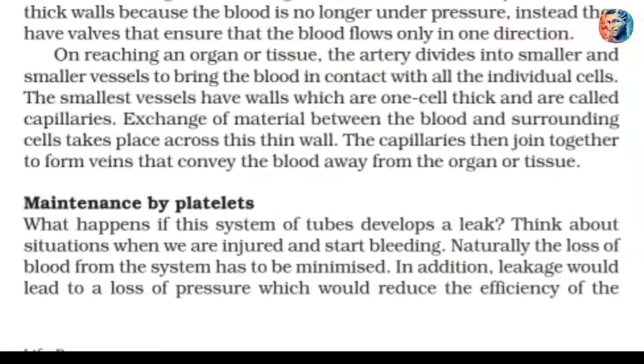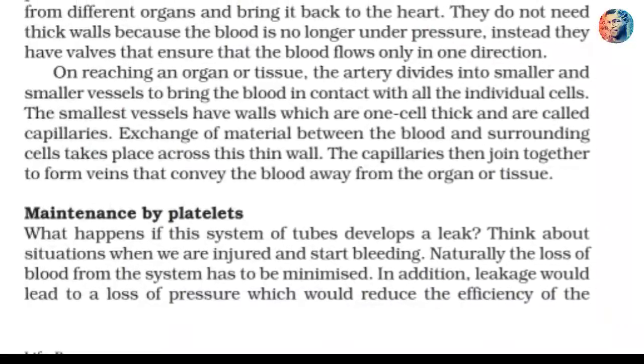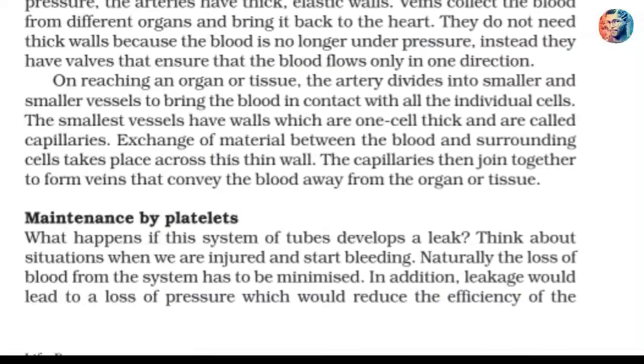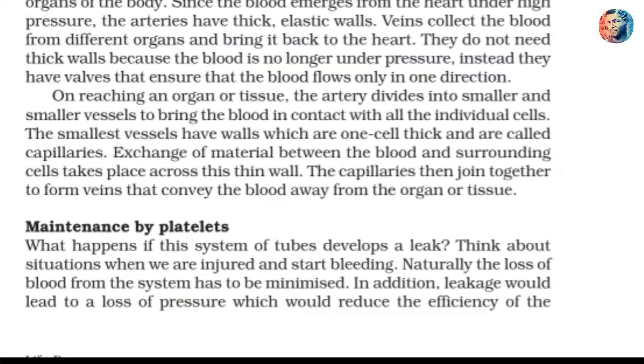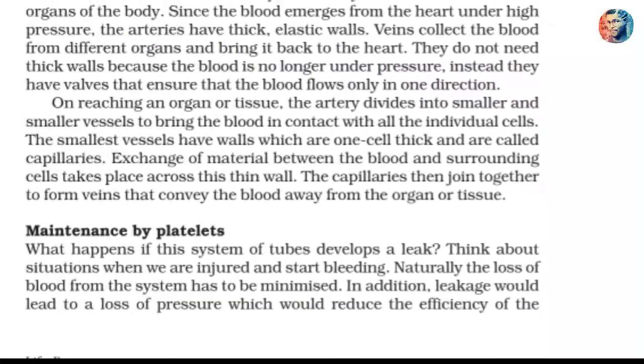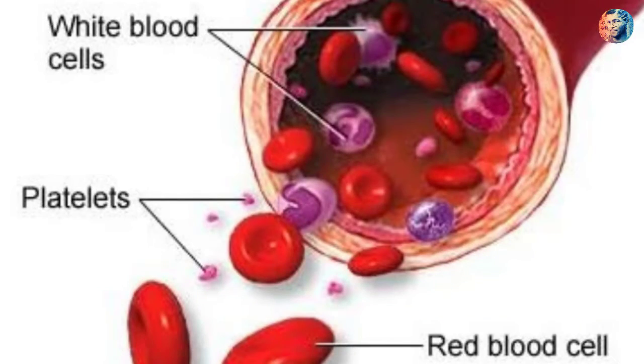Next is maintenance by platelet cells. What happens if the system of tubes develops a leak? If any leak happens in these vessels, what will happen? The blood will ooze out. So blood has a special type of cells called platelet cells. They have the capacity to clot the blood, so the blood will not ooze out.